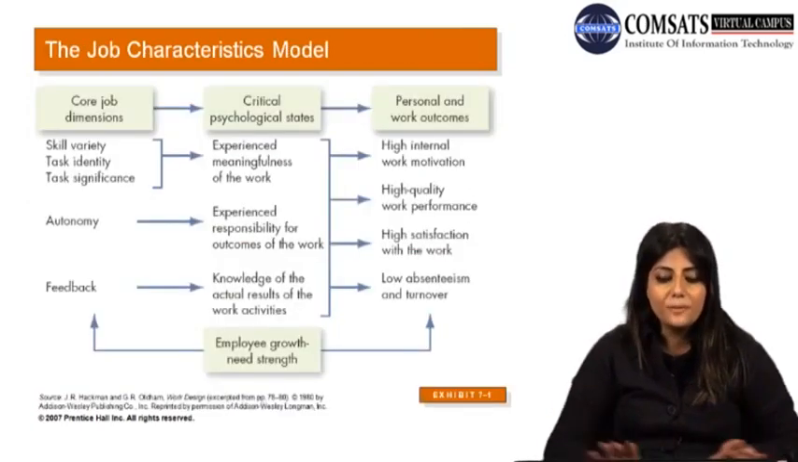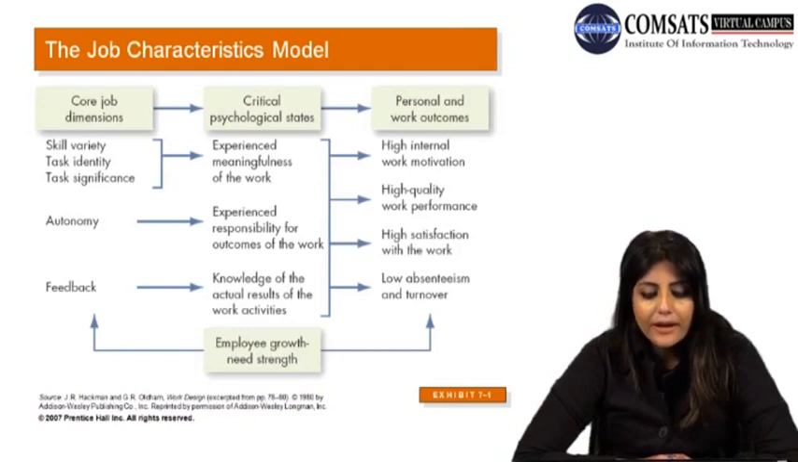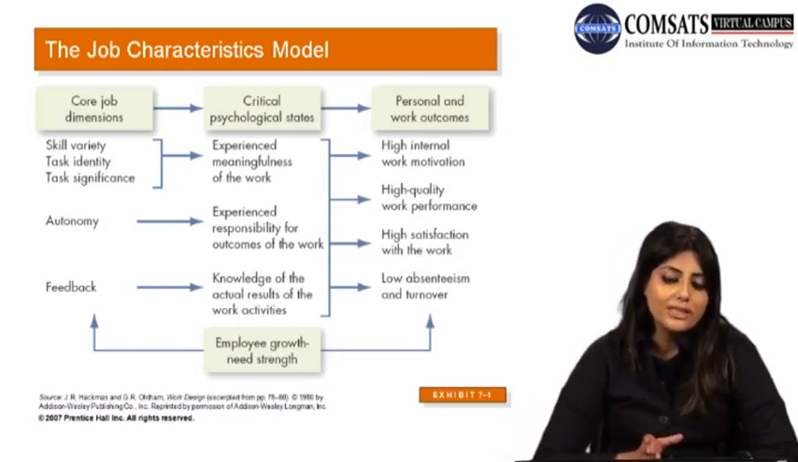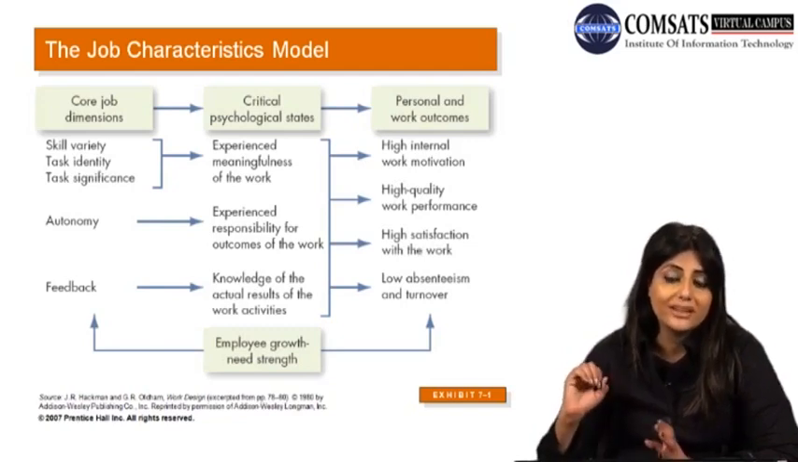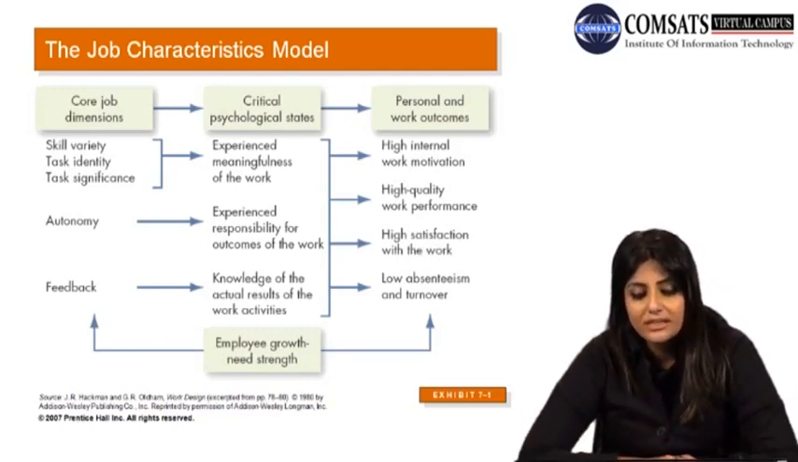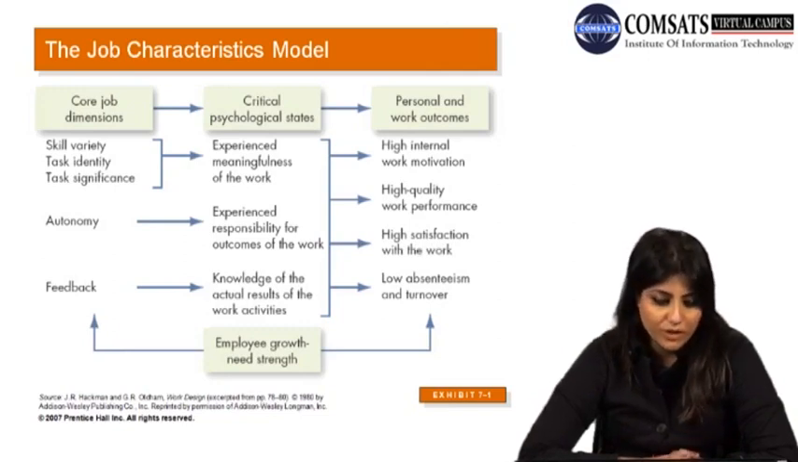So here we have the complete picture of the model. We have the core dimensions, which are skill variety, task identity, and task significance, and which lead to the critical psychological state of experienced meaningfulness of the work. Right? So if you have all these 3, you will experience your work as more meaningful when you have more variety in your task, when you can identify with the task, and when you perceive that it is significant. It will give you a feeling of meaningfulness, and it will increase your internal work motivation.